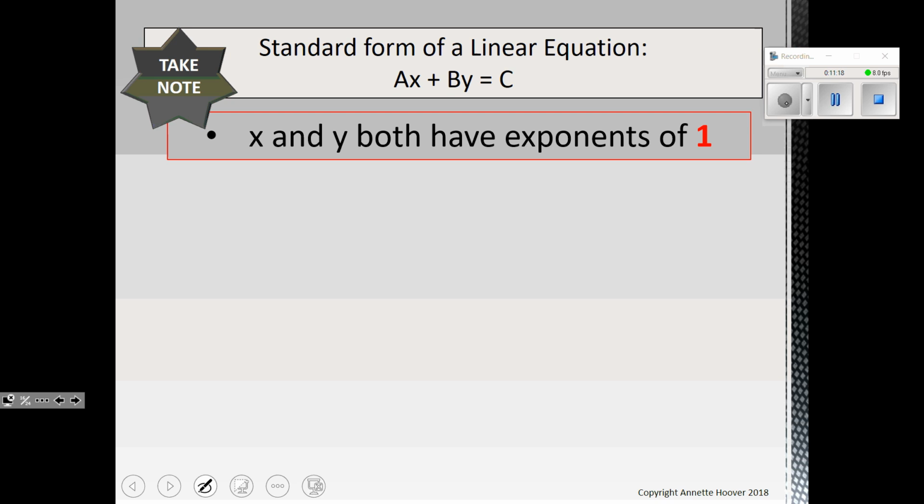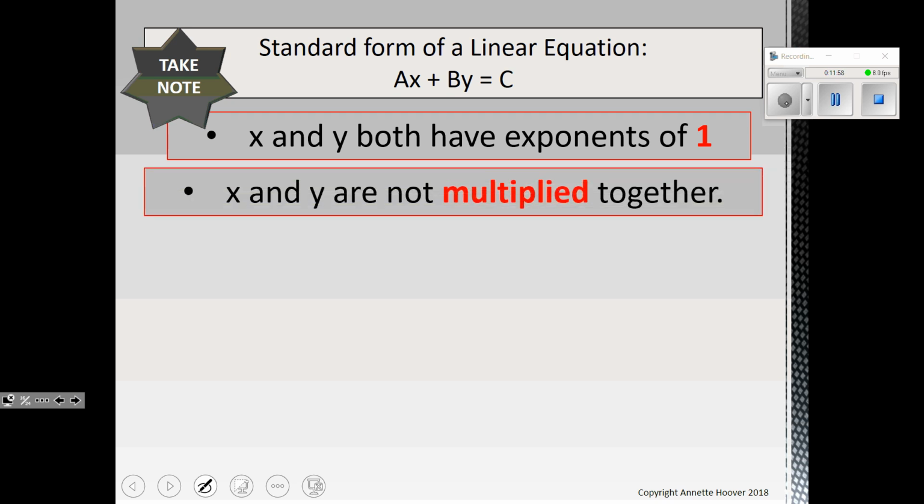Now, for it to be a linear equation, the x and the y, both this term and this term, can only have an exponent of 1. That means you will not see an exponent on the x, because when there's no exponent, it's an understood invisible 1. If there's any other exponent on the x or the y, for example, if you have x squared, that is not linear, that's going to graph quadratic. If it's x cubed, that would be a cubic graph. So, no exponents on the x and y other than 1, which is invisible.